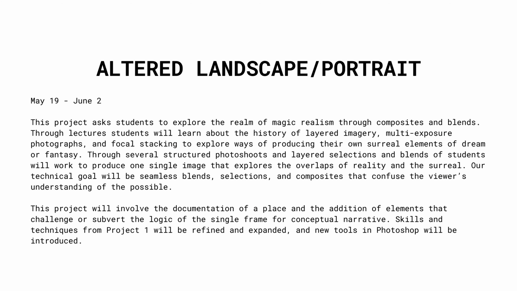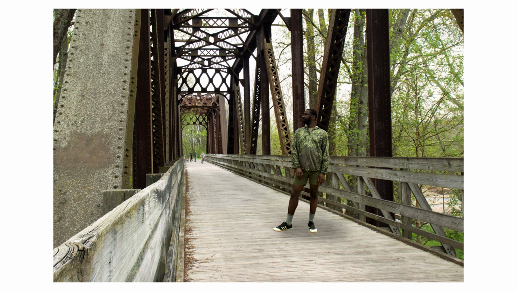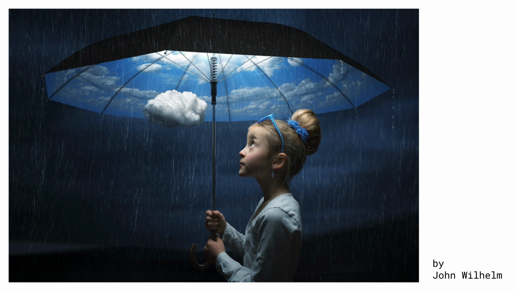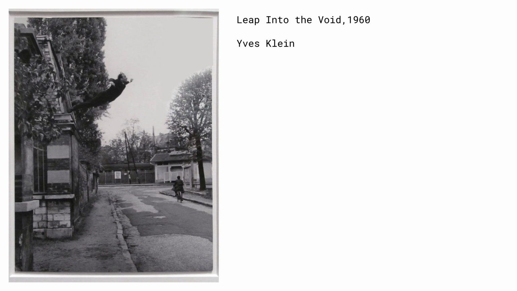The project will involve the documentation of a location and the addition of elements that challenge and subvert the logic of a single frame. So right now, this one's not challenging or subverting any logic. Like, this seems like a totally reasonable composition. But if we look back at this one, right, this is not a realistic scenario, where there would be a little cloud floating under her umbrella with her, and you would see this beautiful sky underneath her, and her hair is clearly dry. This is probably not necessarily a realistic photograph. This is subverting the logic of what we think should happen, right?